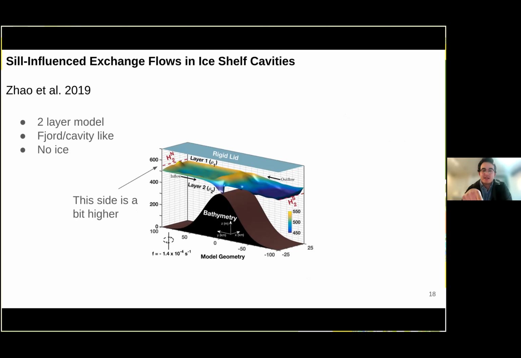And the last study I'll talk about in this context is this paper by Ken Zhao et al. in 2019. Ken Zhao is actually a former lab member of Andrew, who just graduated two or three years ago. And he has this paper that is this idealized model of a fjord or a cavity. It's just a 2-layer model, and there's no ice.